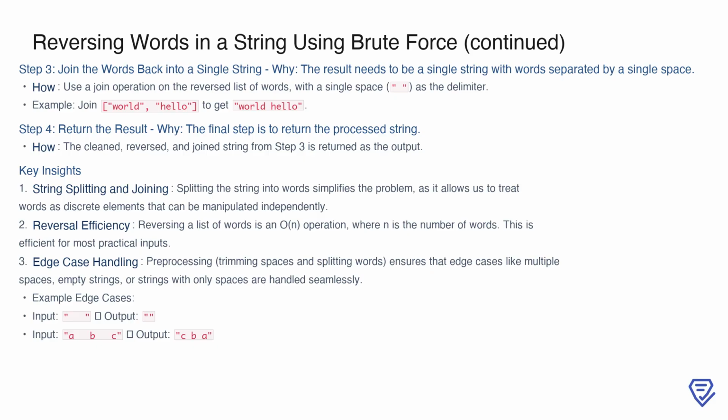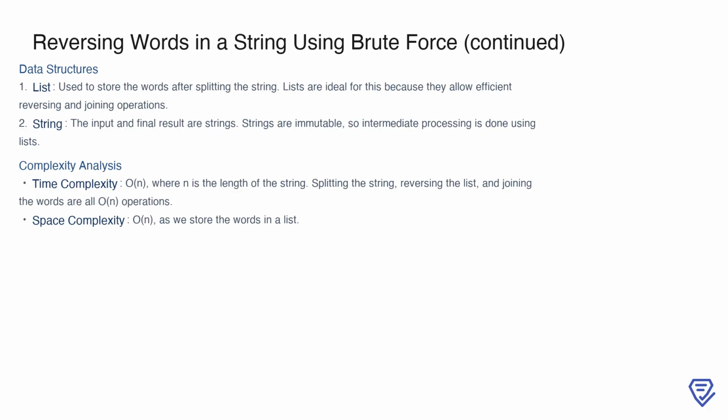Similarly, for inputs like "  A B C  ", the extra spaces are removed, and the reversed output becomes "C B A". These steps ensure the solution is robust, efficient, and handles all scenarios gracefully. Breaking the problem into smaller components also highlights the importance of the data structures we use. Here, lists play a central role because they allow us to store the words after splitting the string and perform efficient operations like reversing and joining.